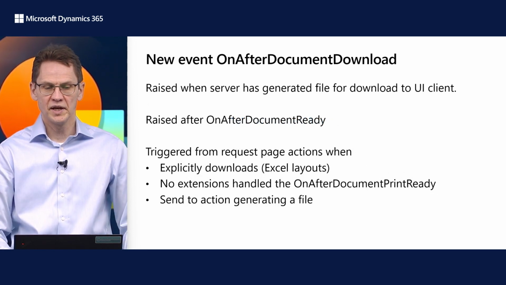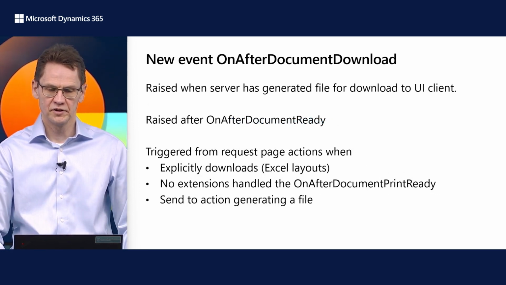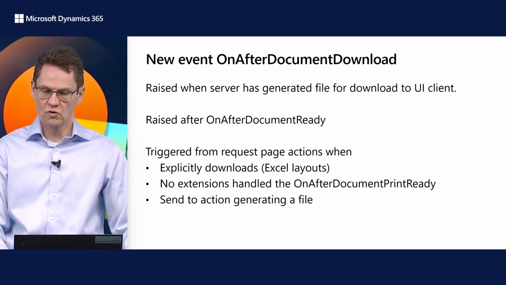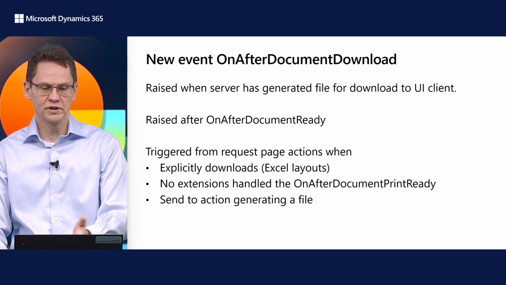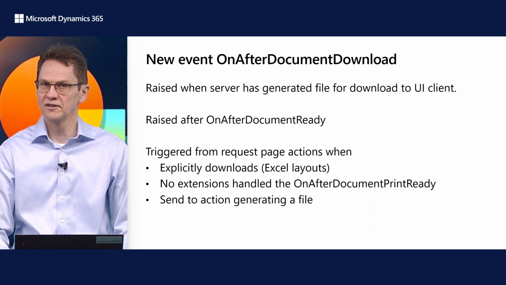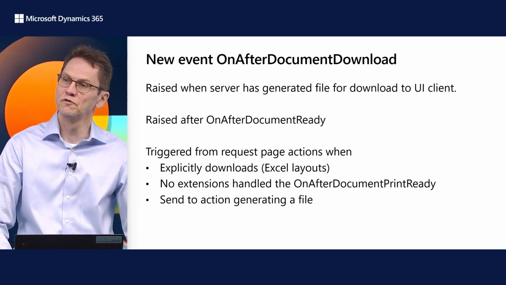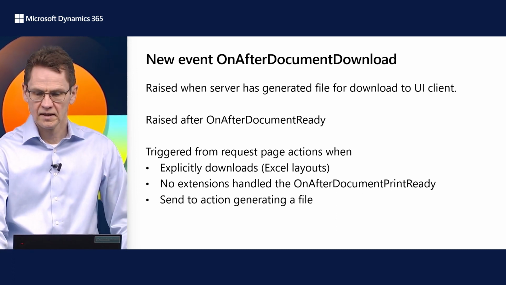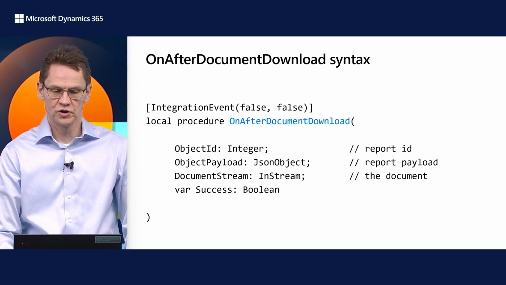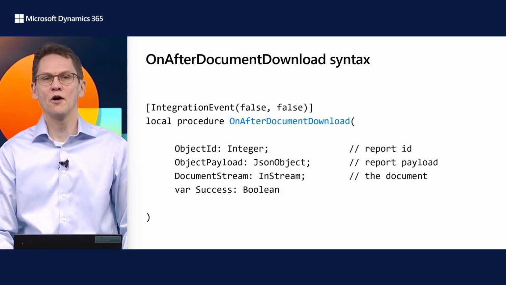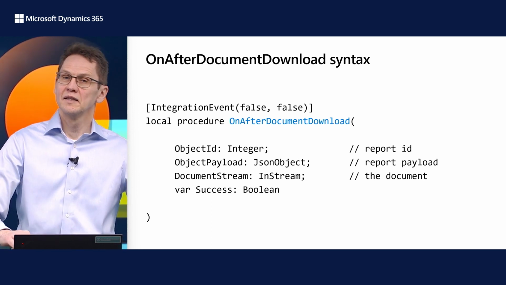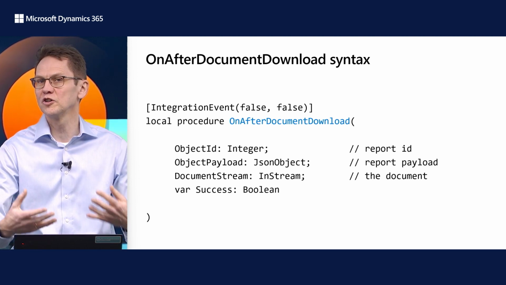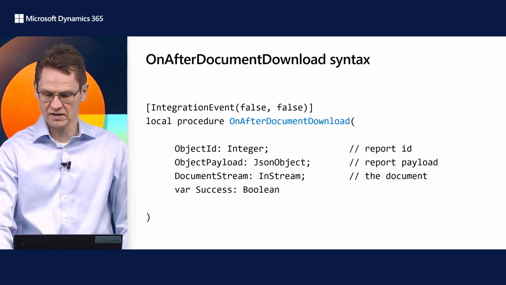because we'll see the same payload being used in the other event, the OnAfterDocumentDownload, which is raised after OnAfterDocumentReady, and also sometimes after the OnAfterDocumentPrintReady, when there are no extensions that handle the actual printing, because then we fall back to downloading the document to the client. Syntax looks similar to what you saw before, except there is not an OutStream this time, because this event gets raised when the document has been fully generated. So you can no longer change the document when this event is raised.